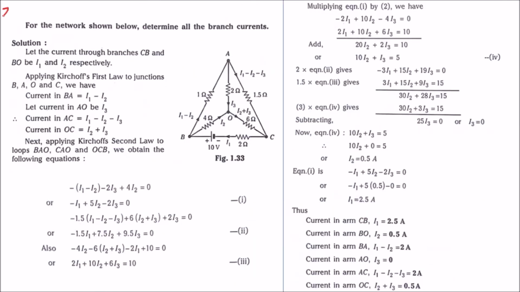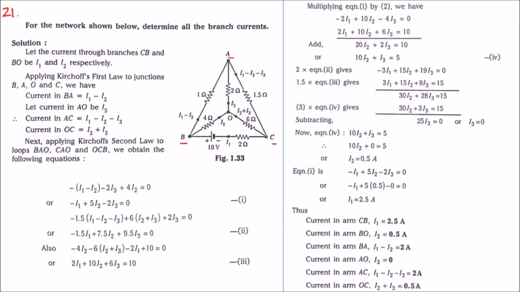Problem number 21. For the network shown below, determine all the branch currents. So this is the network. We have to find the branch currents of BA, AC, CB, BO, AO, and CO. Before that, we will indicate the currents using Kirchhoff's first law at the junctions.